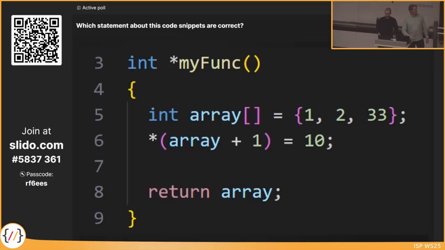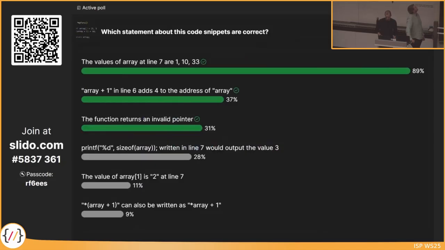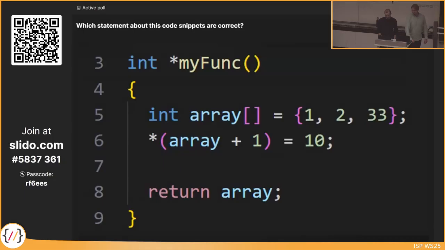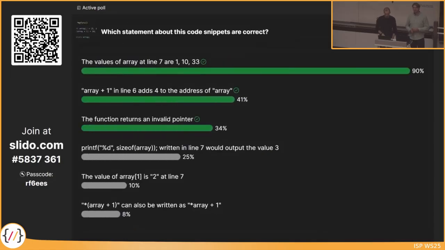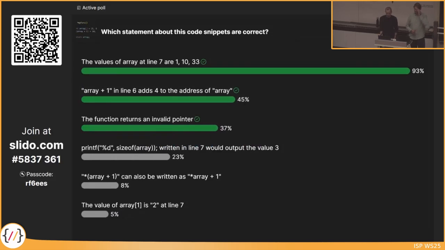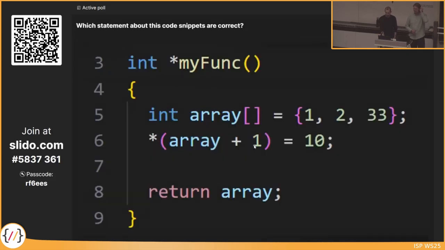Okay, let's see again what you voted for. The values of array at line 7 are 1, 10, and 33. Let's see. 1, we override the second element with 10 and 33. That's correct. Array plus 1 in line 6 adds 4 to the address of array. That's also correct, because we're adding 4 bytes.